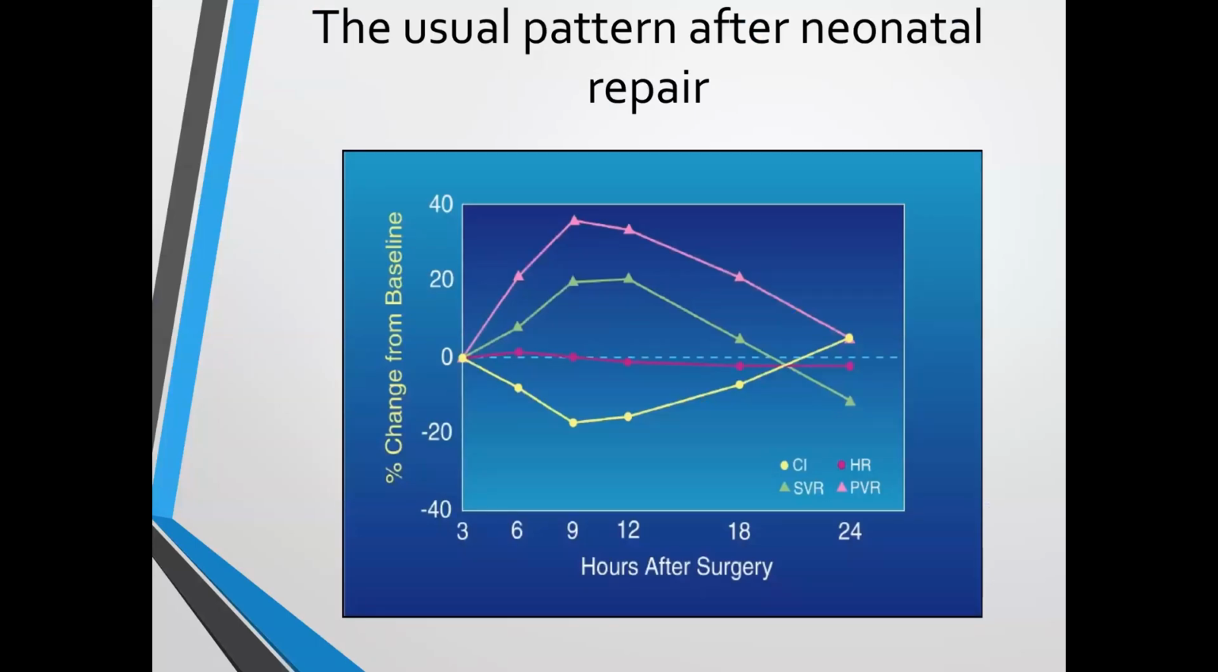So this is also another very important graph. It's the same. This is the pulmonary vascular resistance and systemic vascular resistance, which increase maximally in the first 12 hours. This is with the lowest cardiac index here. And also the heart rate starts to increase at the beginning, then normalizes, then goes a little down.